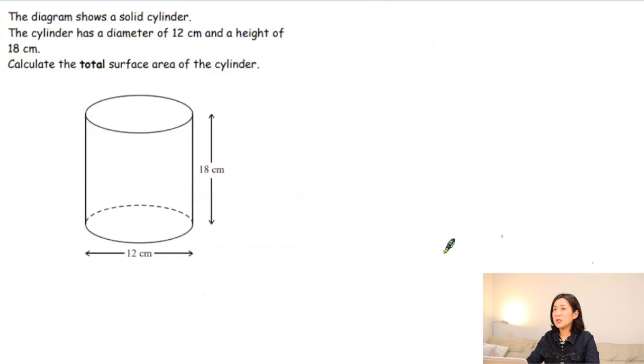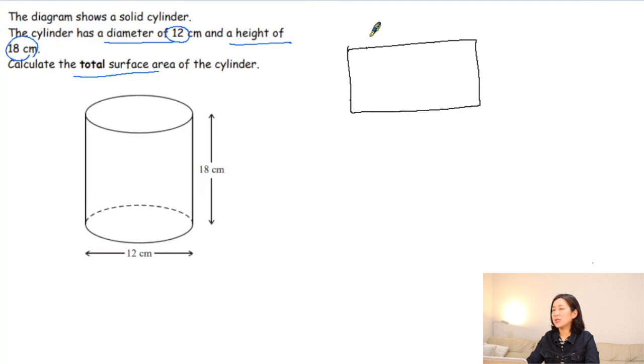Here you've got a solid cylinder. Always try to figure it out. Its diameter is 12 and the height is 18. Then we need to find the total surface area. For the surface area of a 3D shape, it is better to draw the net. Then we know that it's two circles and then a rectangle. Now write that down.